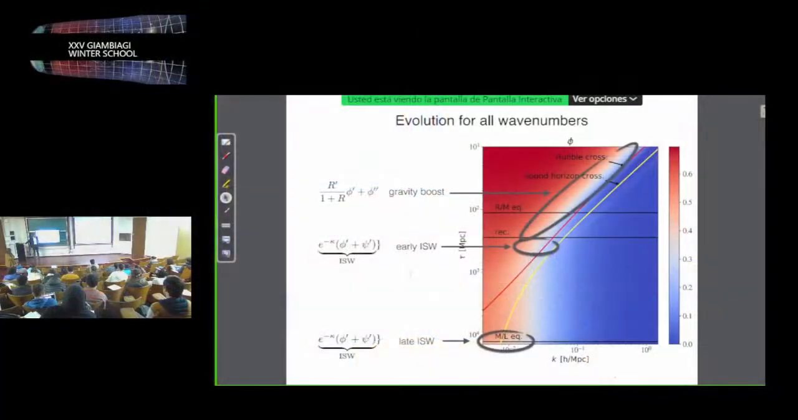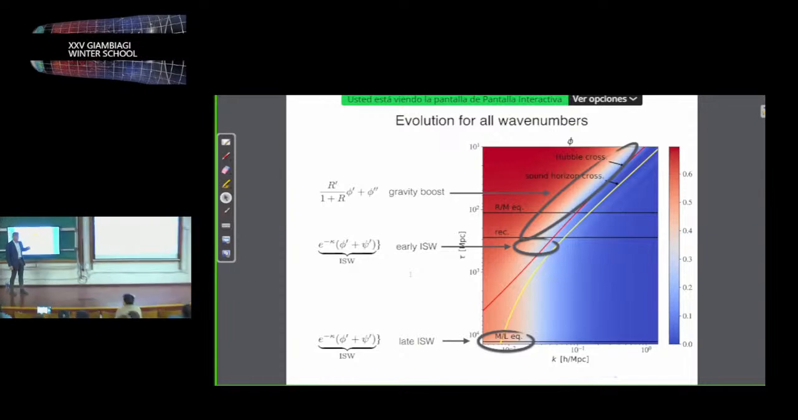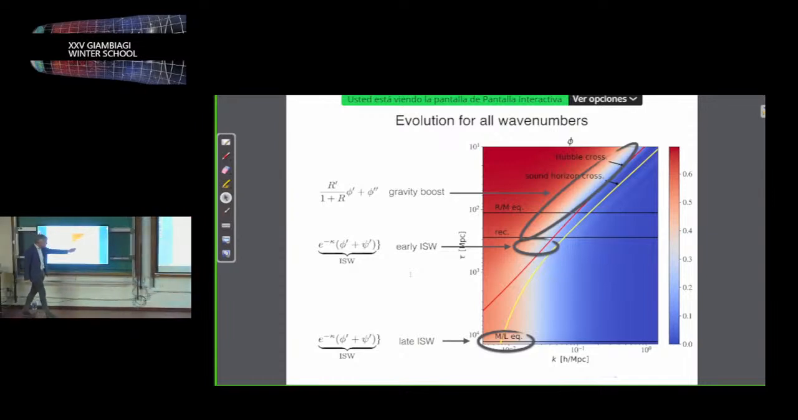I go back to this kind of plot, and we said here that during matter domination, the metric is static. So the integrated Sachs-Wolfe effect in this regime is conservative, and we can forget about gravitational potential waves during matter domination. This is exact in linear perturbation theory, which is sufficient here.